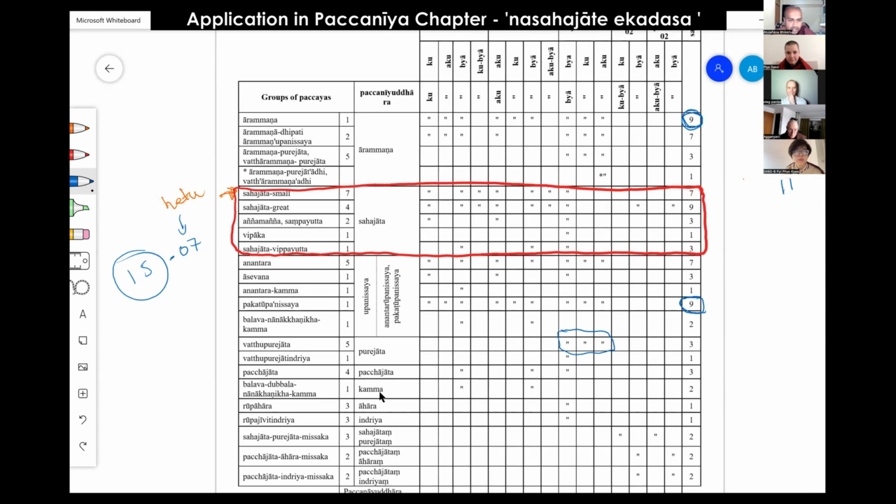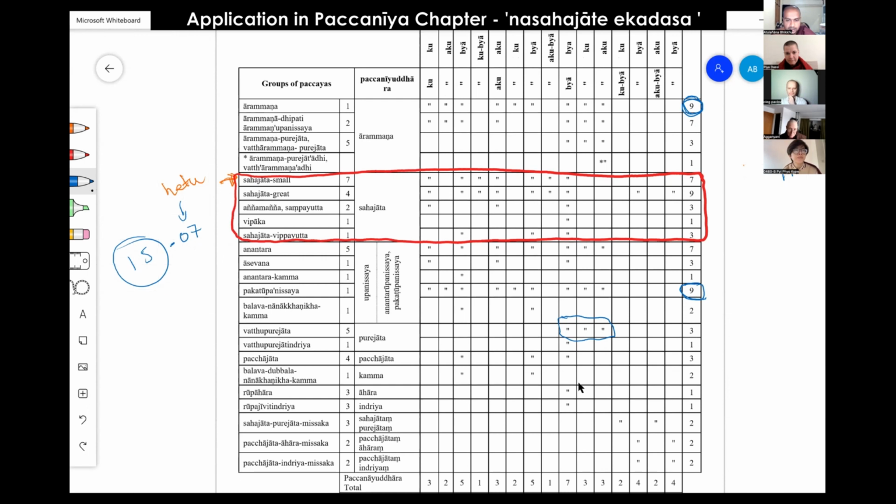And the next one is from the kamma group, that is the balava, dubbala, nanakkanika kamma. We are looking at 2 vissajjana, kusalo abhyakatasa, akusalo abhyakatasa. They are already included in this 9, so it doesn't change anything. Then we move into the ahara. Here we find abhyakato abhyakatasa. It's already included. And then the indriya: we only have 1 vissajjana for the rupa jivit indriya. So it is not going to change anything. We are just looking at only 9 vissajjana.